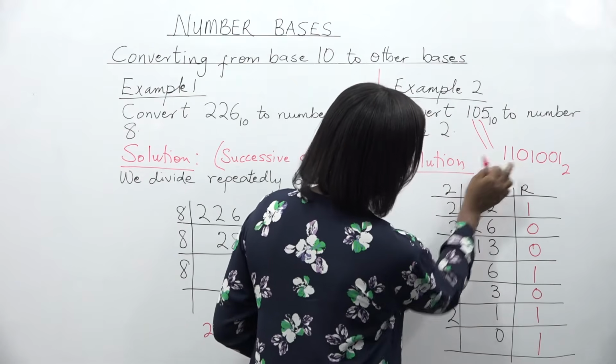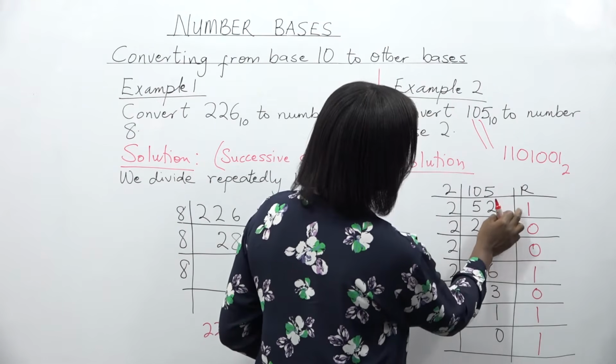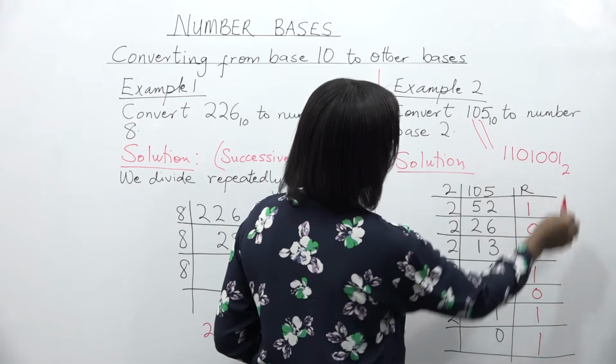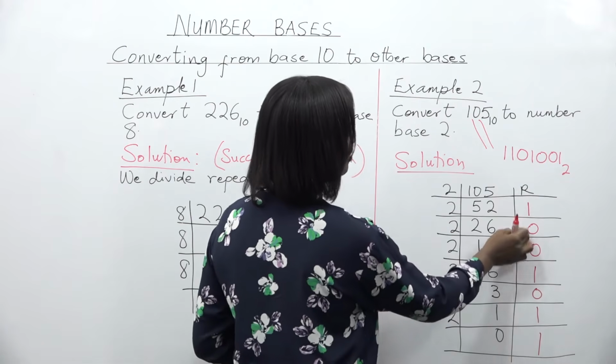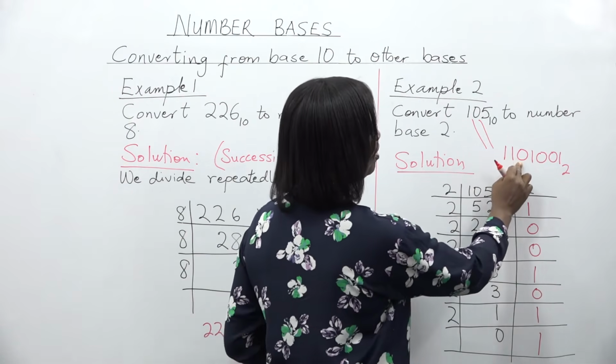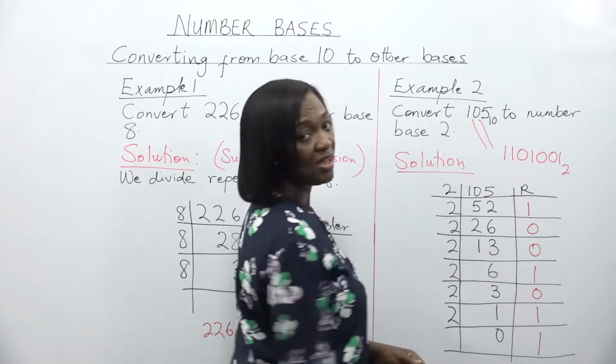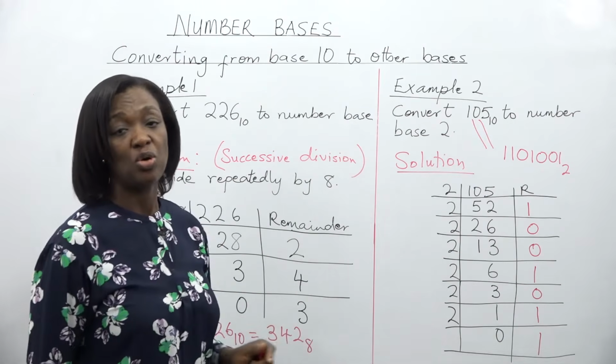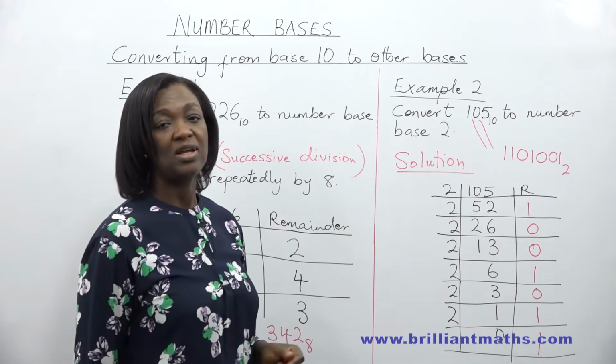Let's check to make sure that the digits are complete. 110, 1001, 1, 2, 3, 4, 5, 6, 7. Always count to ensure, just make sure that your answer is correct.